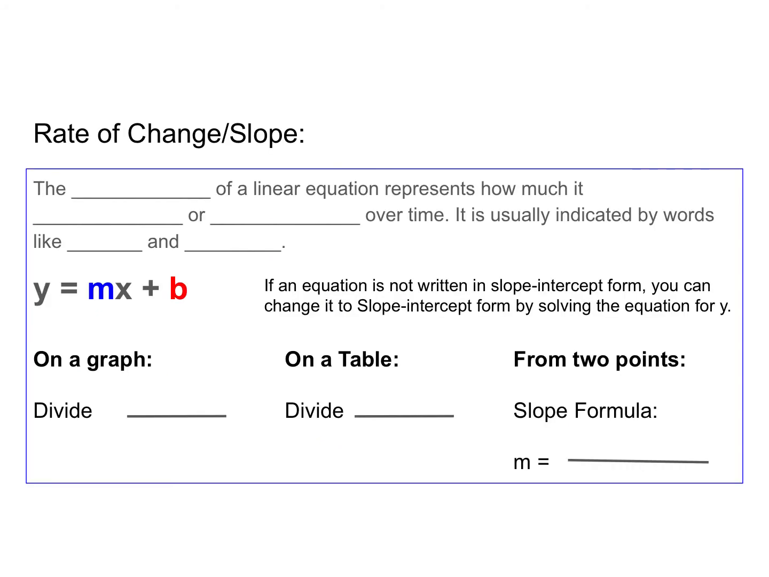Now we need to look at how we will calculate rate of change and slope. So rate of change is also called slope, and we'll refer to it as slope from here on out pretty much. But the slope of an equation represents how much it increases or decreases over time.